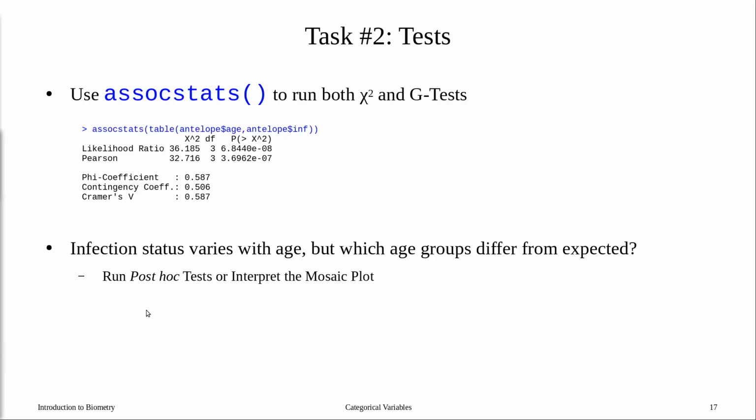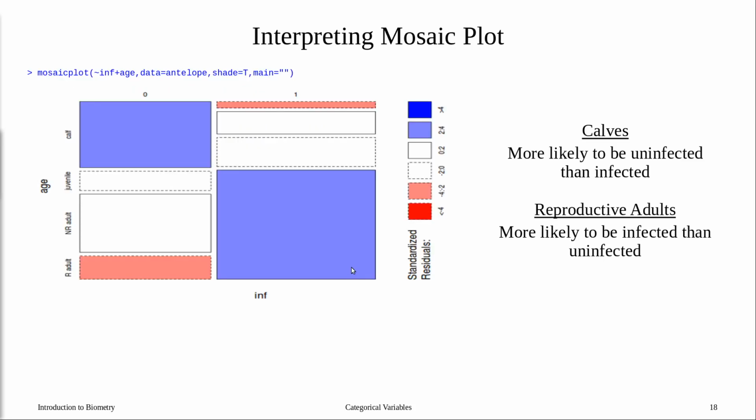So our write-up would include the g-test, our g-test statistic, 3 degrees of freedom, and the p-value, and then the post hoc would just be an interpretation of our Mosaic plot.